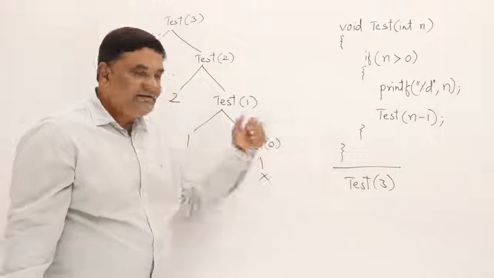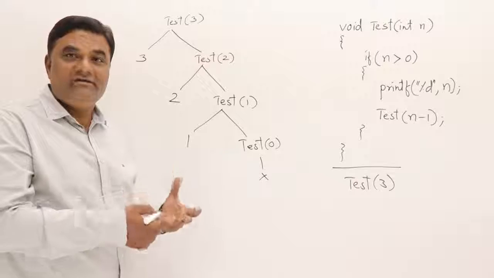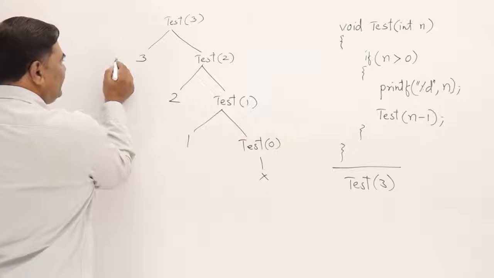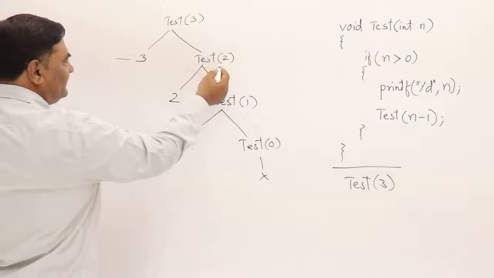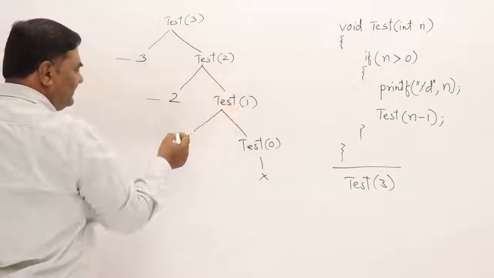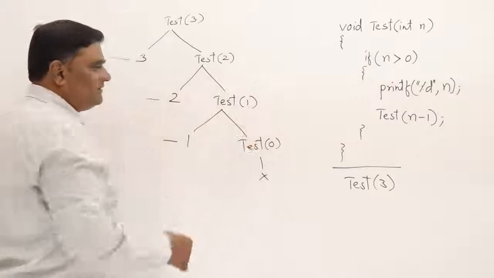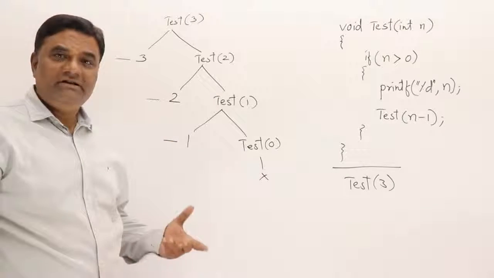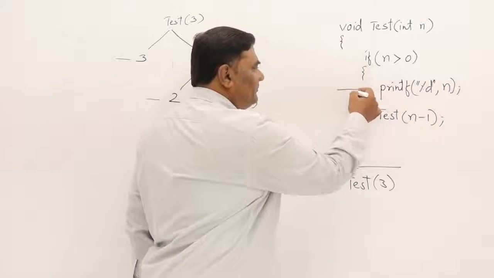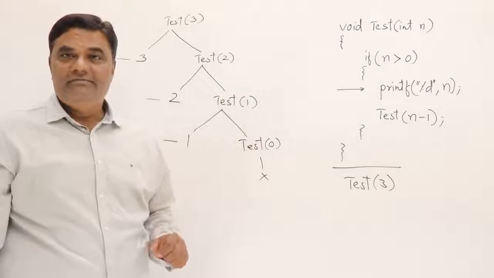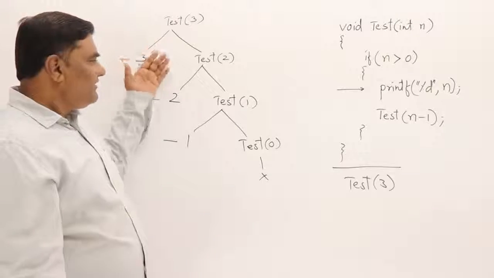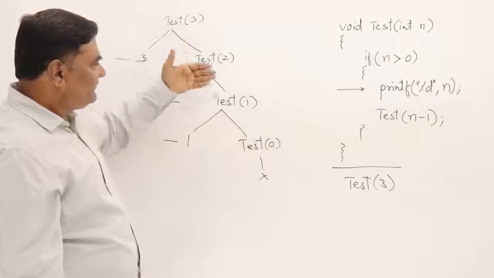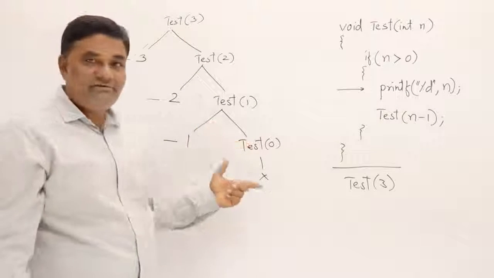I have passed 3. So what is the time taken by this? Let us see what it is doing. In this call, it is printing a value and calling again, printing a value and calling again, printing a value and calling again. So the amount of work done is just printing a value. How many times is it printing? 3 times, as I have passed 3. How many times is it calling itself? As I have given 3, it is calling itself 4 times.